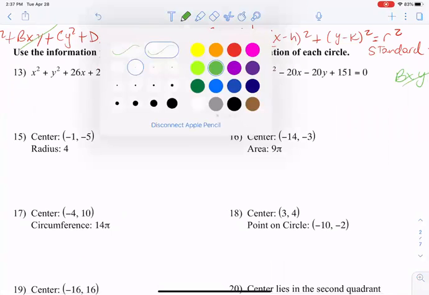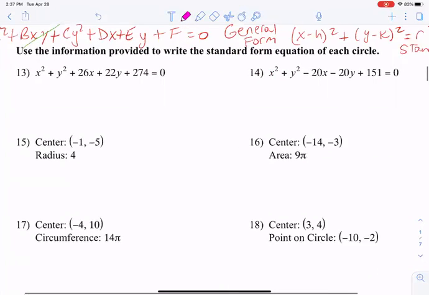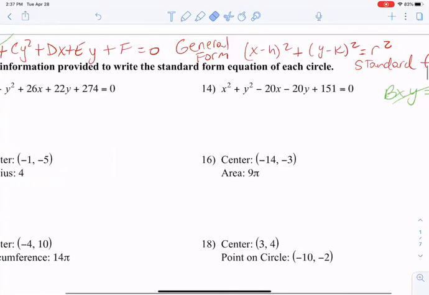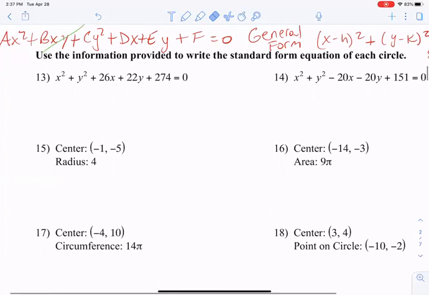So what we need to do here is complete the square. That's all we have to do. So this is x squared. Let's put the x's with the x's and the y's with the y's. But first, since the radius is a constant here, let's move that negative 274 to the right side. So I subtract negative 274, and this is what I get.